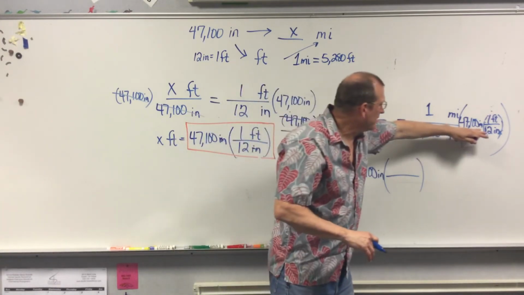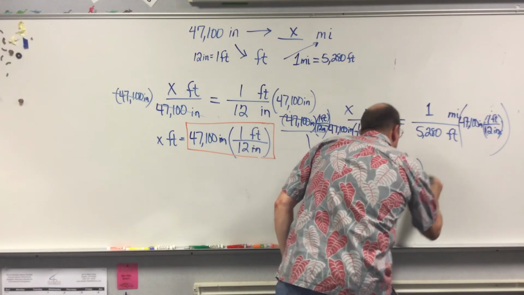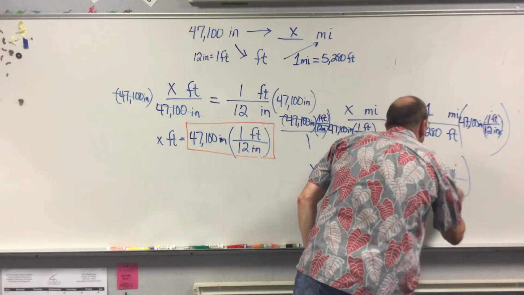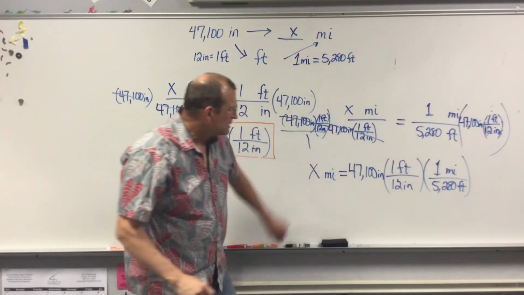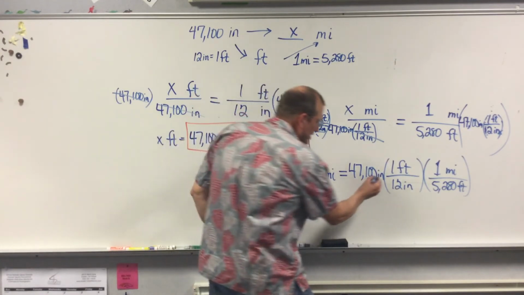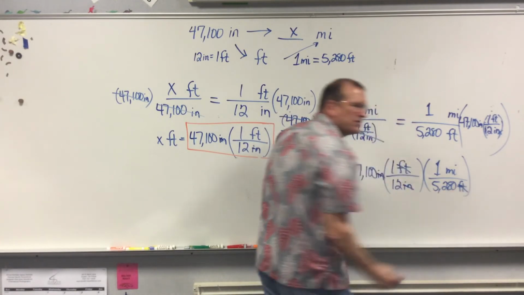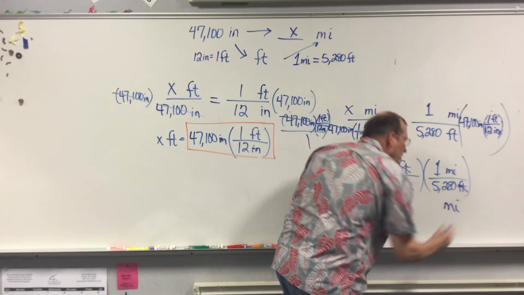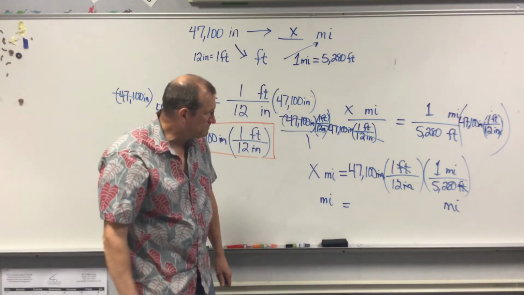When we multiply by this, we get 1 foot, 12 inches here, and then we have this thing here, which is 1 mile, 5,280 feet. So if you look at this structure that we have put together, this inch cancels that inch. This foot cancels that foot, and we are left with, on the right, the unit of a mile, which is what we want.